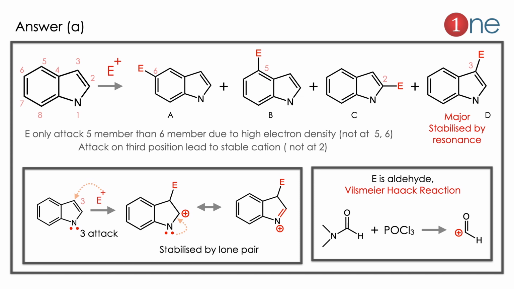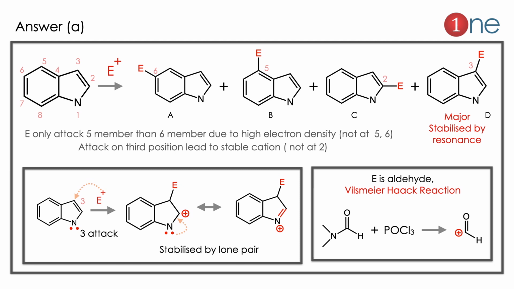Because the lone pair is involved, 6 electrons are stable. But there are 6 electrons in the 6-member ring and 6 electrons in the 5-member ring. So the 5-member ring is very electron rich and very dense. So there is no possibility of attack on the less dense ring. Only the nitrogen-containing 5-member ring will be attacked. There are two possibilities, position 2 and 3, but attack on 3 is very much favorable.